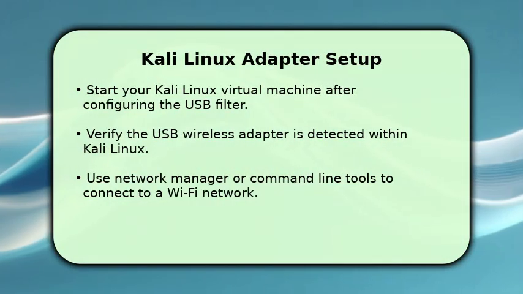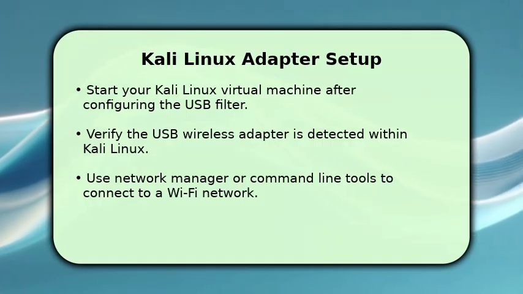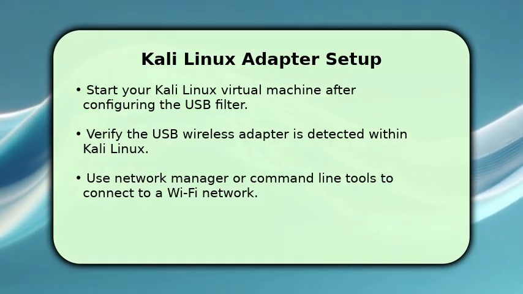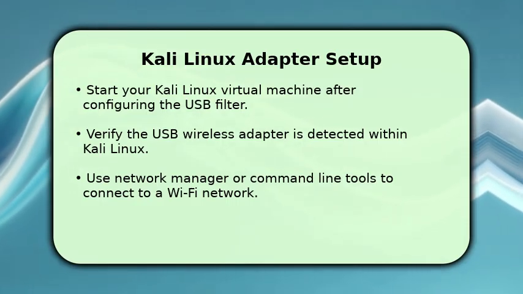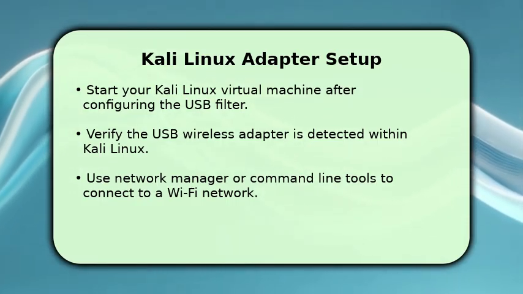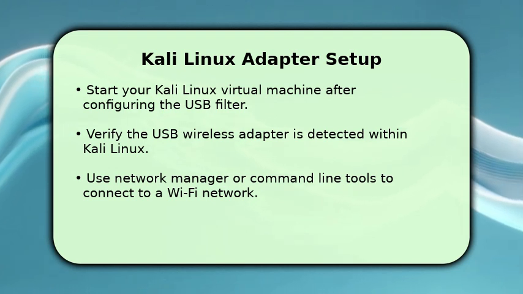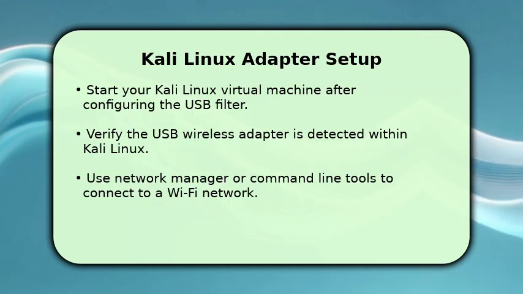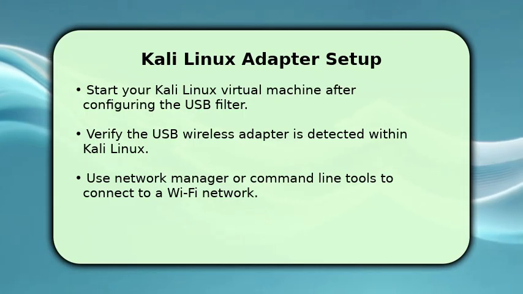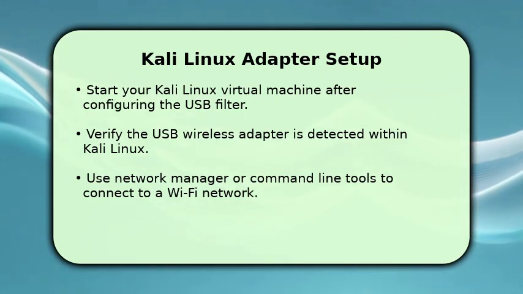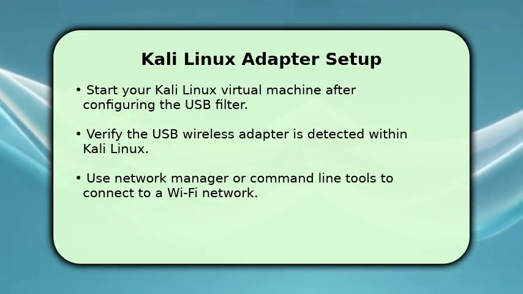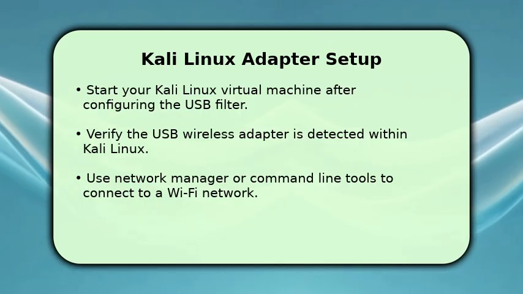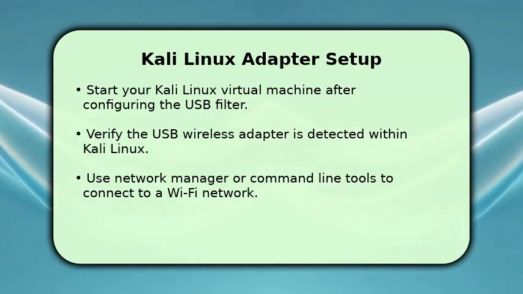With VirtualBox configured, it's time to set up the adapter within Kali Linux. Start your Kali Linux virtual machine. Once it boots, open a terminal or check your network manager. You should see your USB wireless adapter detected as a new network interface, often named wlan0 or similar. Use the network manager graphical interface or command line tools like iwconfig and wpa_supplicant to scan for available Wi-Fi networks. Select your desired network, enter the password, and connect. Your Kali Linux system will now have direct wireless access.